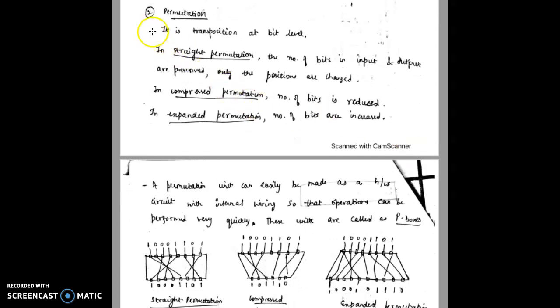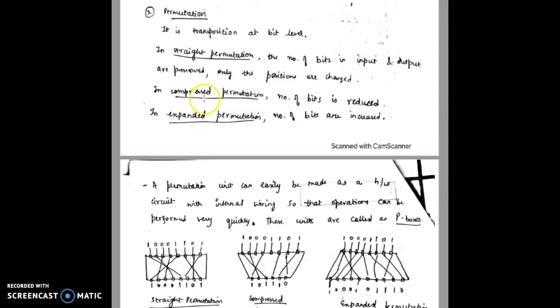What is permutation? Permutation is basically transposition at bit level. You are changing the positions. You are setting some permutations and combinations to change the position. There are various types of permutation. 3 types we will be discussing here. Straight permutation, where the number of bits in the input and the output are preserved. It's the same. Now a 4 bit input is given, a 4 bit output is received. No change in the number of bits. Only the positions are changed.